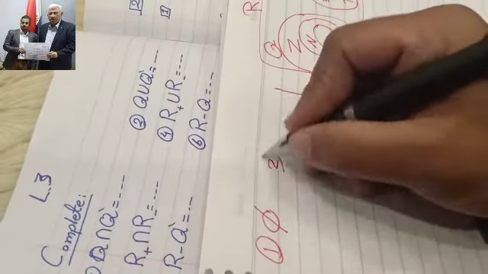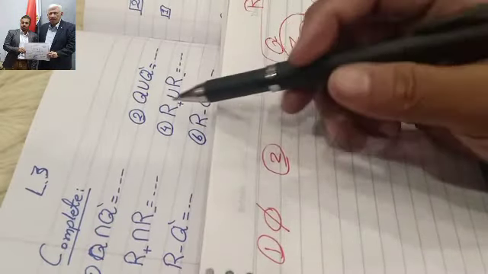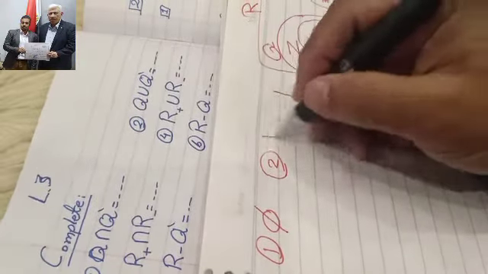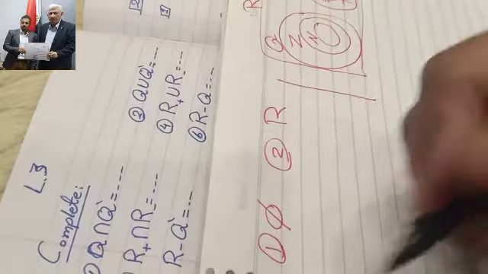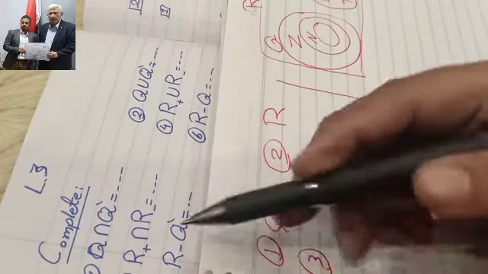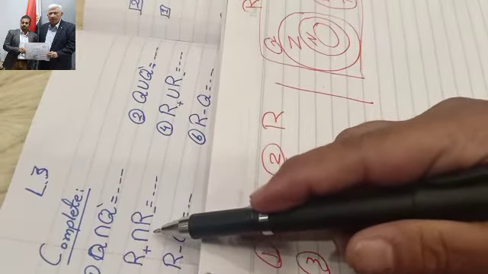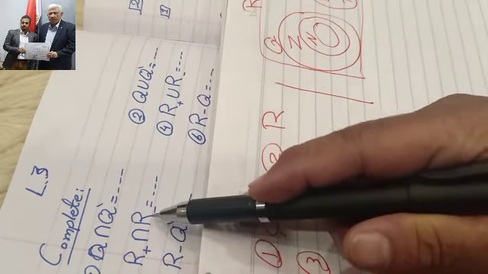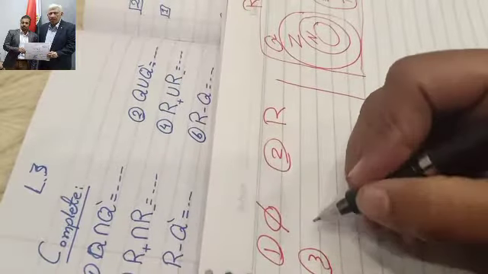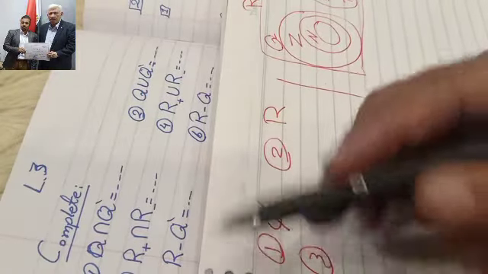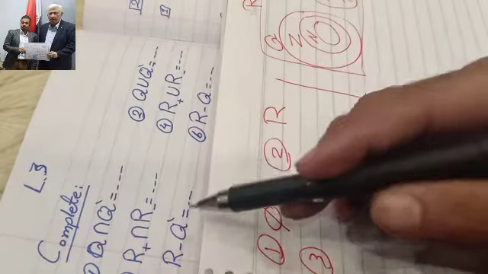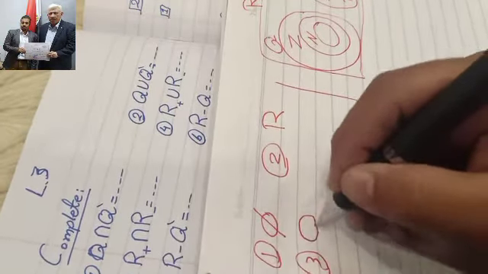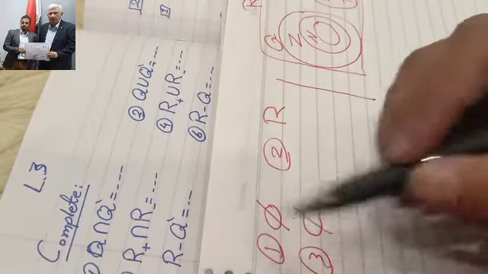Number 2, the union between rational and irrational numbers will be the real numbers. Number 3, R positive intersect R negative: we do not find any common number between R positive and R negative at the same time, so the intersection here is empty.